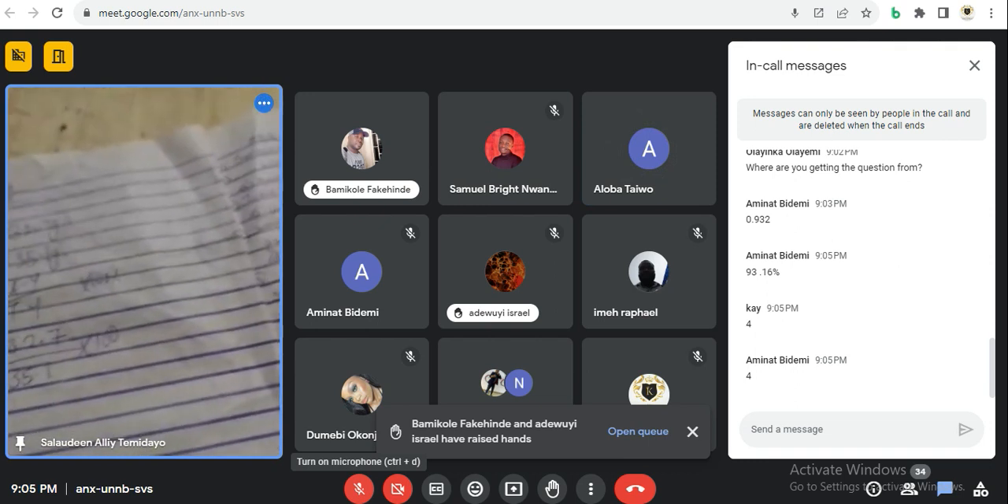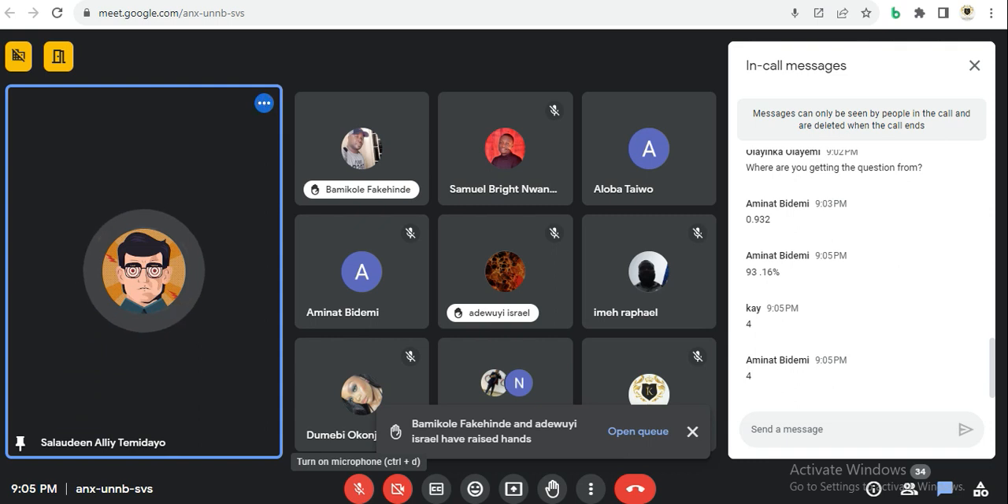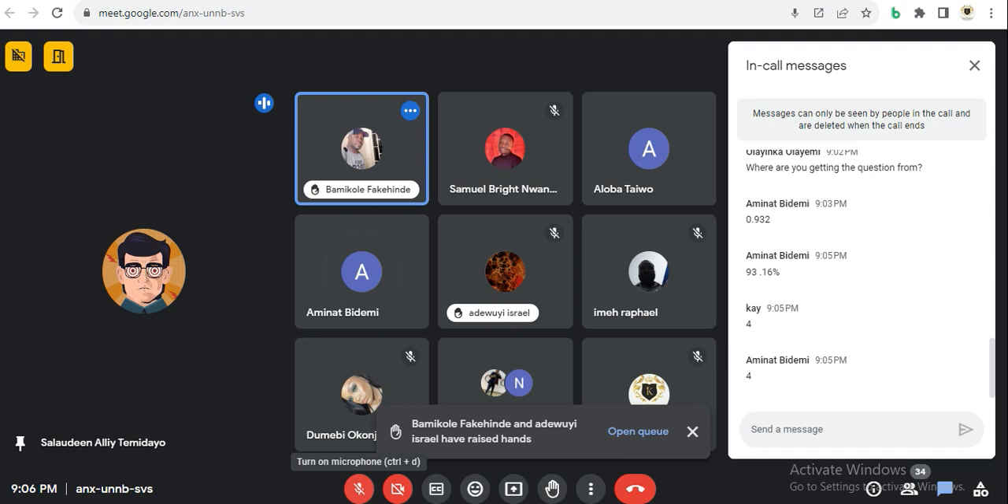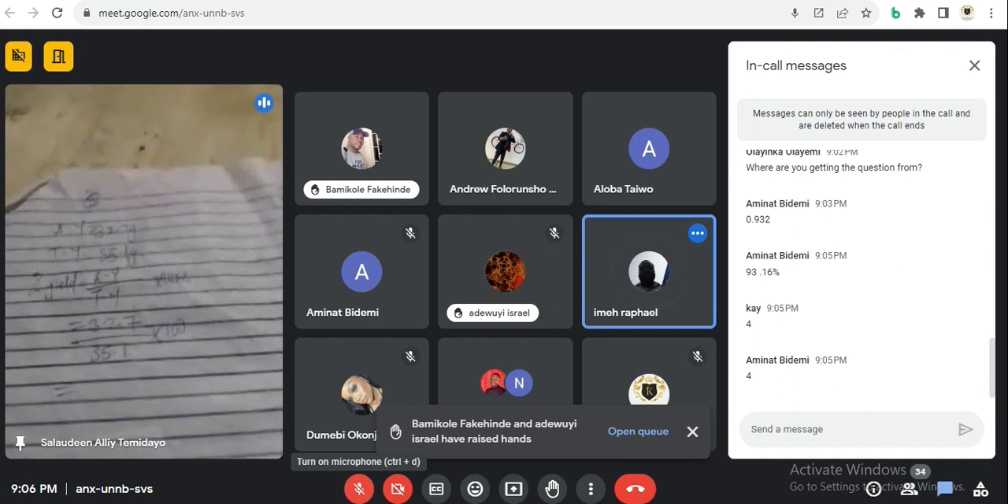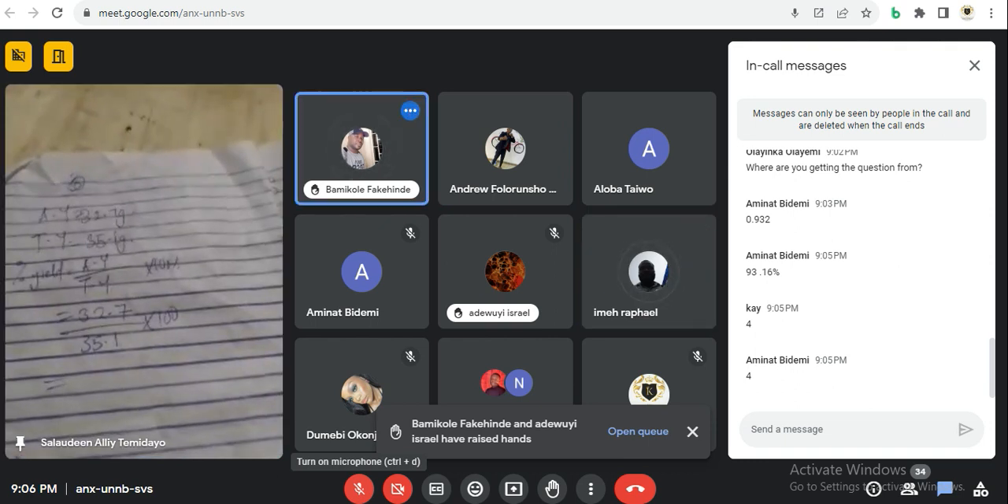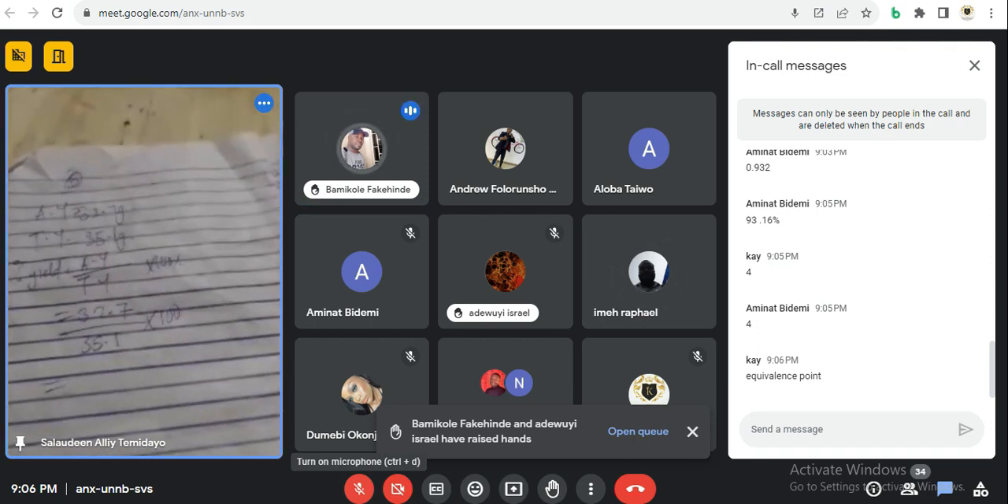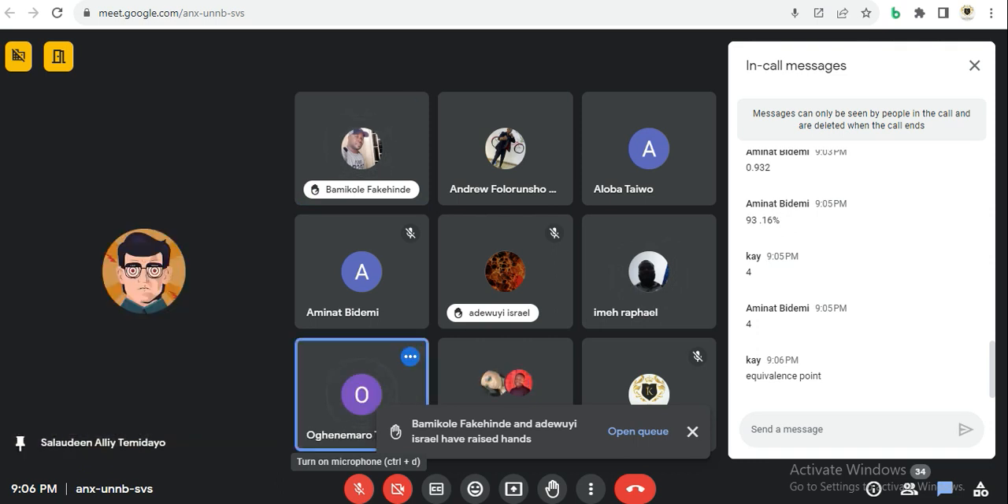So in titration, the experimentally determined stoichiometric point of the titration is referred to as what? Equivalence point. Is it the equivalence point? Yes. Are we very sure of that? Yes. No, what do you say? It's endpoint.